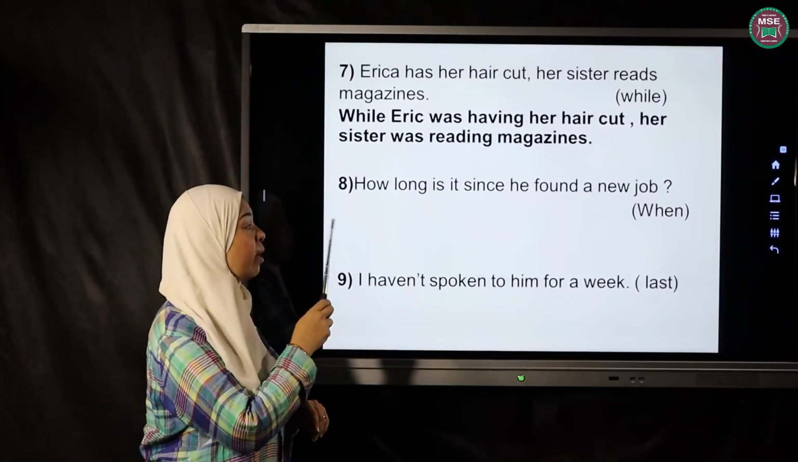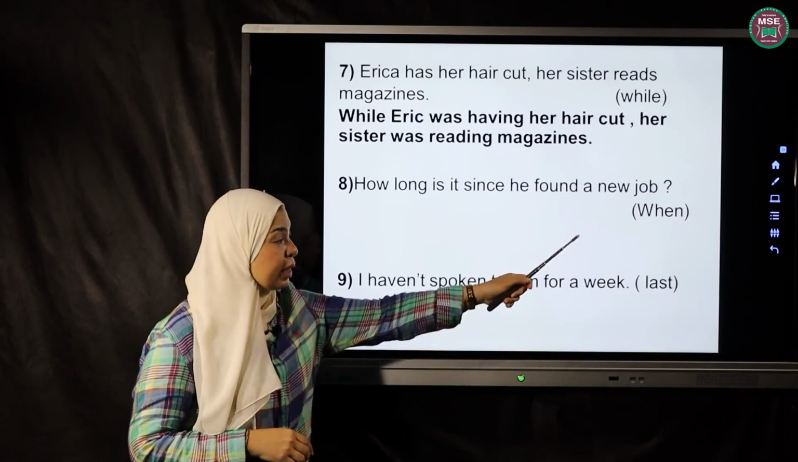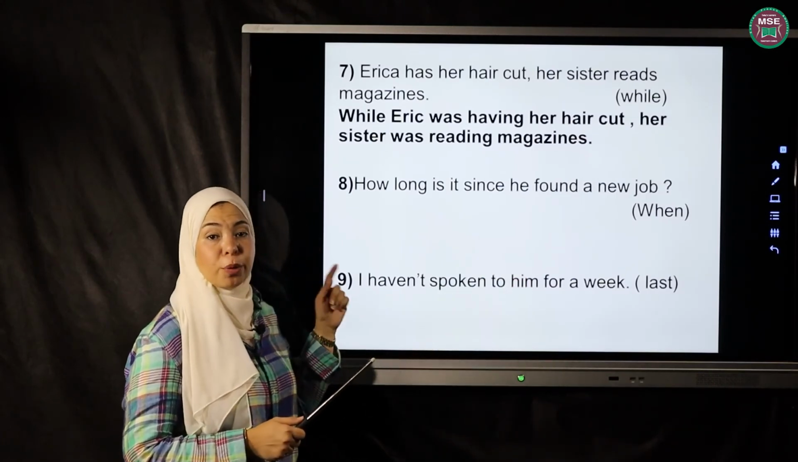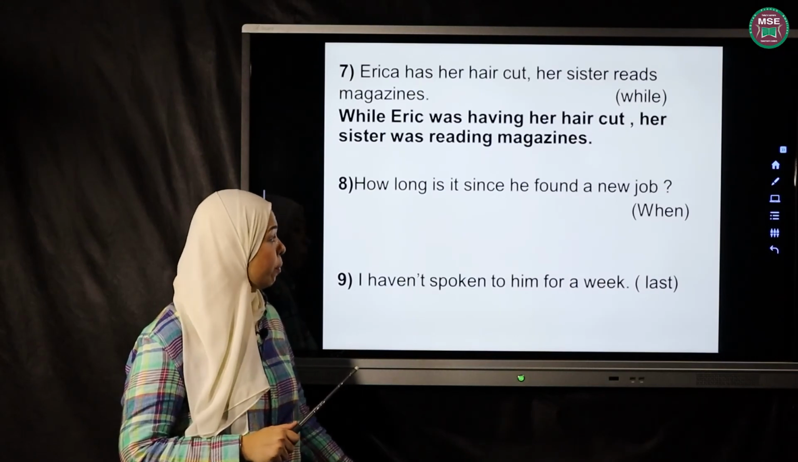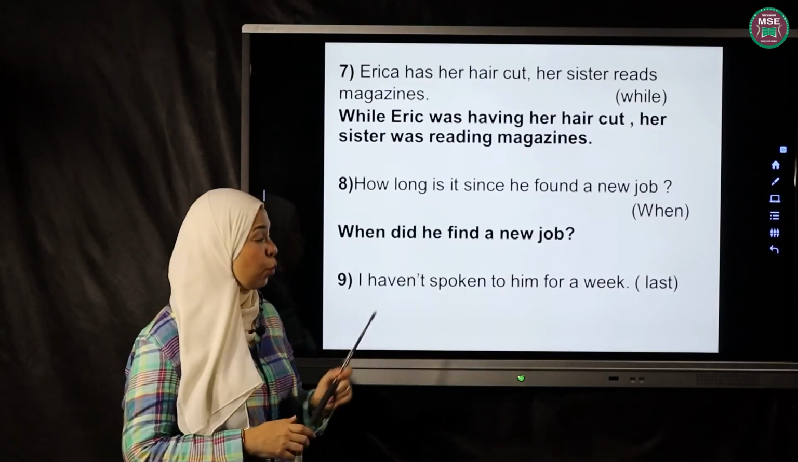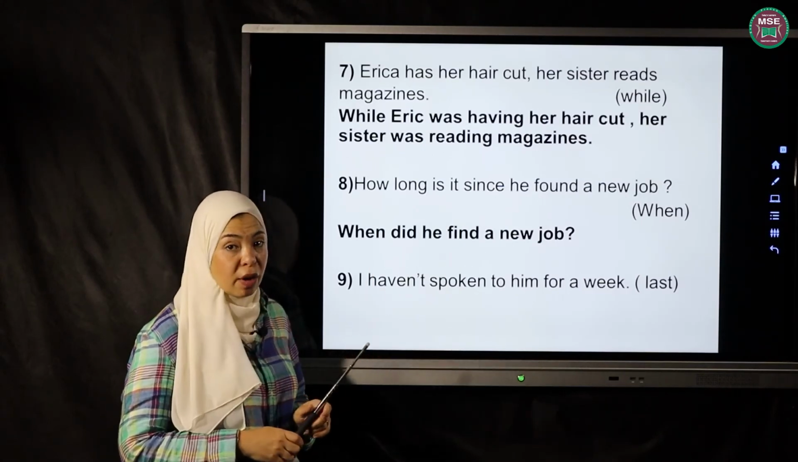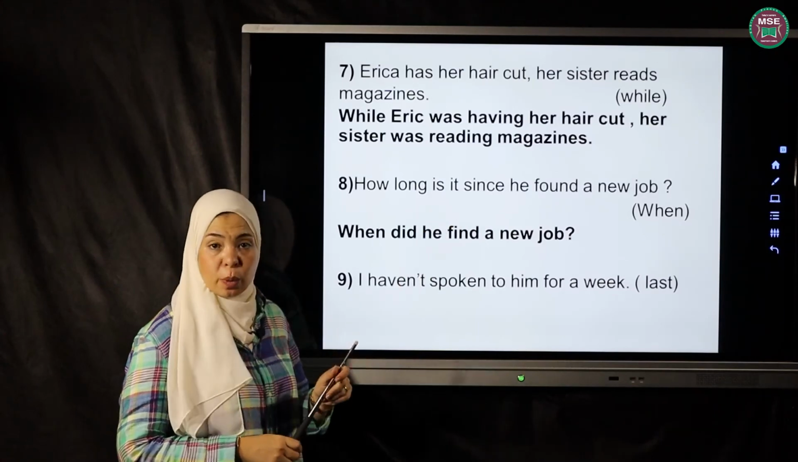Okay, number 8. How long is it since he found a new job? Rewrite using when. It means that I'm going to form another question by using when. Okay, let's see the answer. When did he find a new job? When did plus infinitive. When did he find a new job? And it should end also with a question mark, as the previous one.